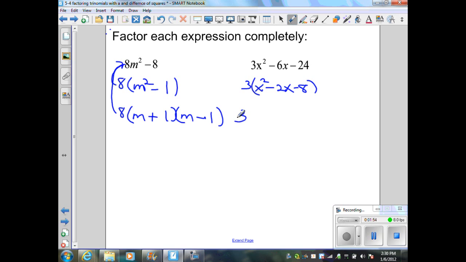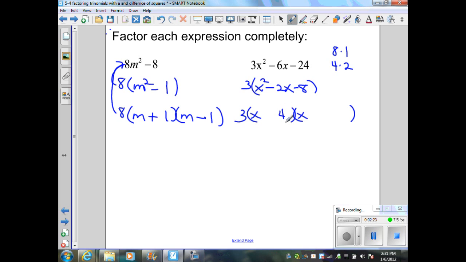Now I factor my trinomial. Put down a set of parentheses for the product of two factors. I know x breaks into x and x. 8 is either going to be 8 and 1 or 1 and 8, 4 and 2 or 2 and 4. And realize that this is a minus sign, so my signs are going to be plus, minus, or minus, plus. And my factors must multiply to give me 8, but subtract to give me 2.